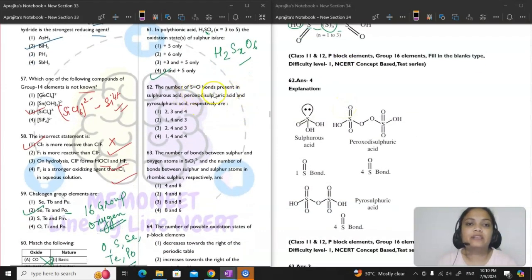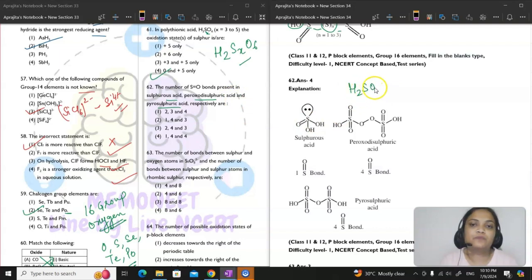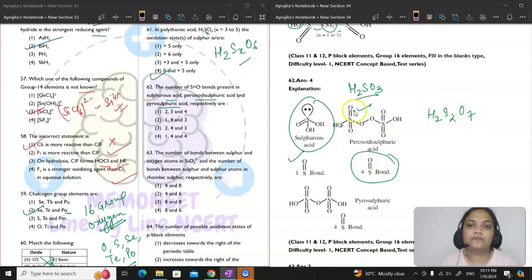Next, the number of S double bond O present in sulfurous acid, peroxodisulfuric acid and pyrosulfuric acid are? So students, first of all, you need to know the formulas of these acids because the names are given. Sulfurous acid is H2SO3, and in H2SO3 you have one sulfur oxygen double bond. In peroxodisulfuric acid, there are 4 sulfur oxygen double bonds. And pyrosulfuric acid is H2S2O7, that is the formula.